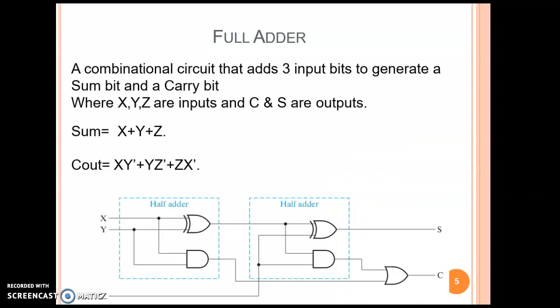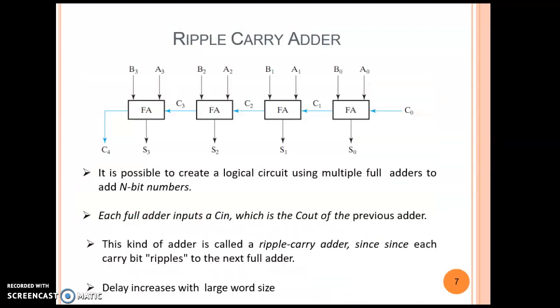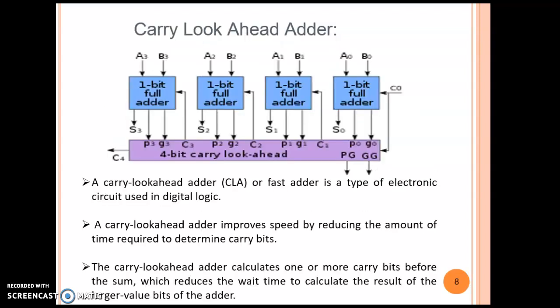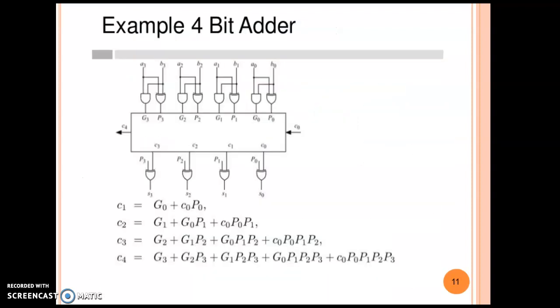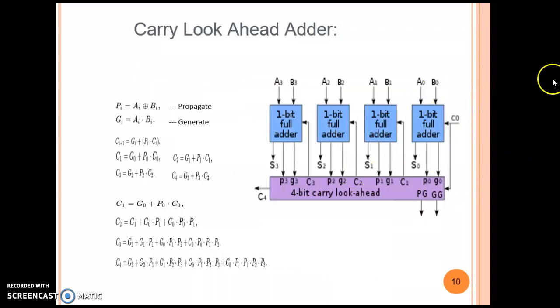Then, in order to avoid the delay, there is a delay for a carry to be generated in ripple carry adder. So we have gone for carry look ahead adder. We have seen that in carry look ahead adder, the carry is generated over here. We are generating the carry at the start only, means we are not waiting, like C2 is not waiting for the C1 to be generated.